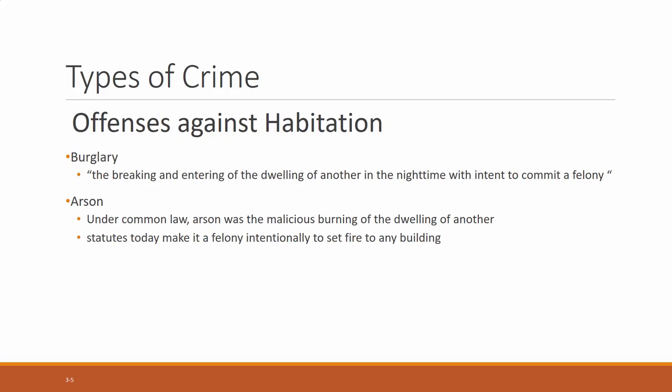Offenses against habitation. A habitation is a home. So certain things could be committed directly against the home. This is burglary. We tend to think of burglary as theft, but most of the time when someone commits burglary, they're actually committing two crimes, burglary and theft. To burgle is to break and enter a dwelling in the nighttime, is how this was defined in the common law, with intent to commit a felony. So if you break into someone's home and then they have a gun and you run away and you never committed another crime, you still committed burglary, even if you didn't steal anything.